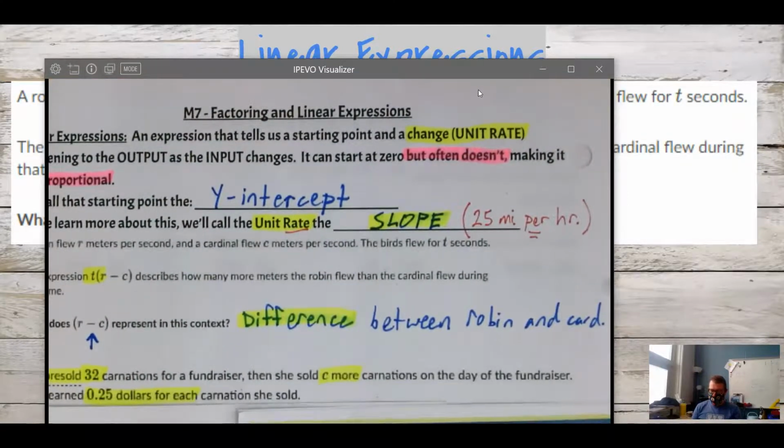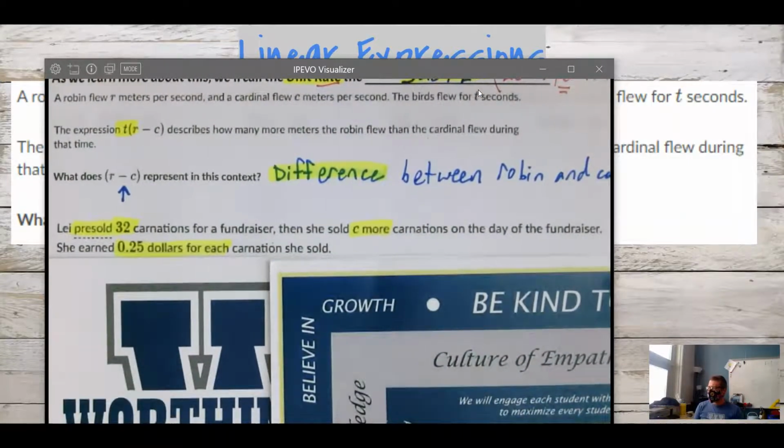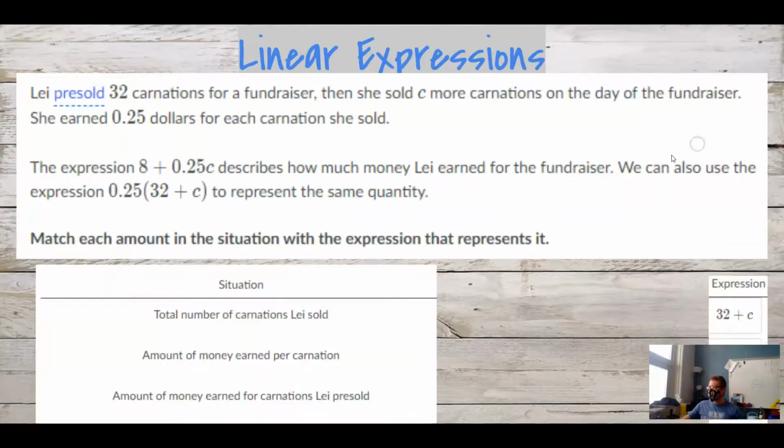Down here, we're going to do matching to practice seeing if we know what our different expressions mean. So Lee pre-sold some carnations. You can read. You can highlight what's important. We're going to match from the left situation to the right expression. On your paper, you've got the situations and the expressions all listed there. Highlight what's important.